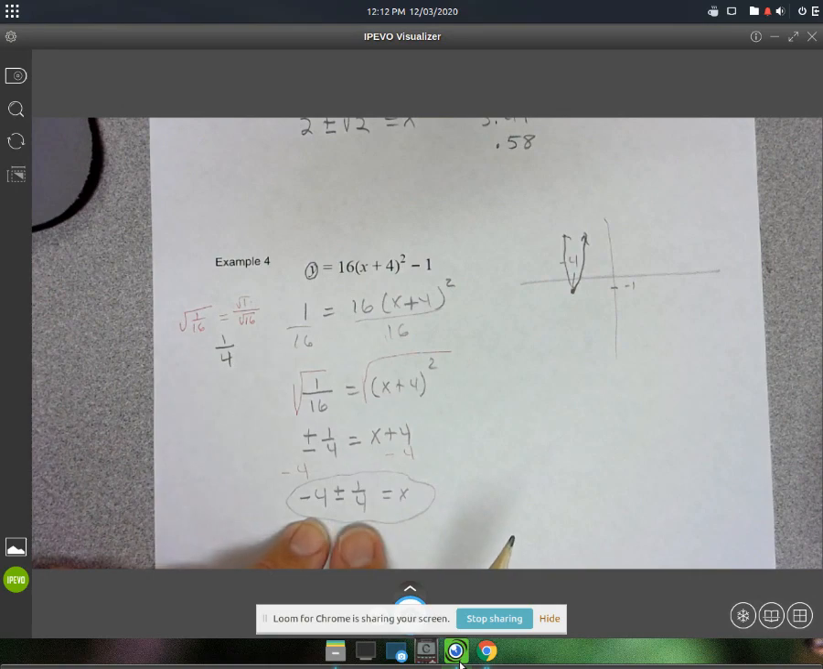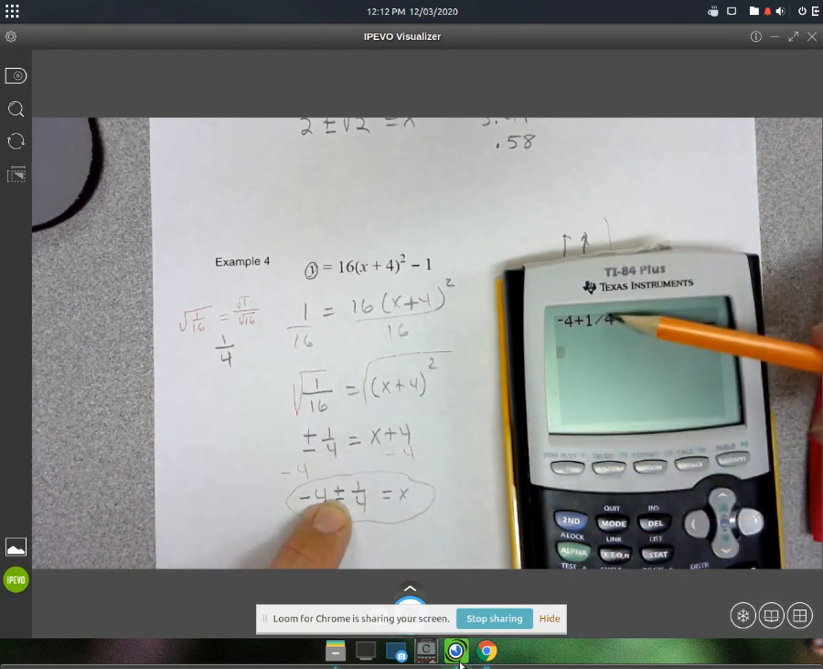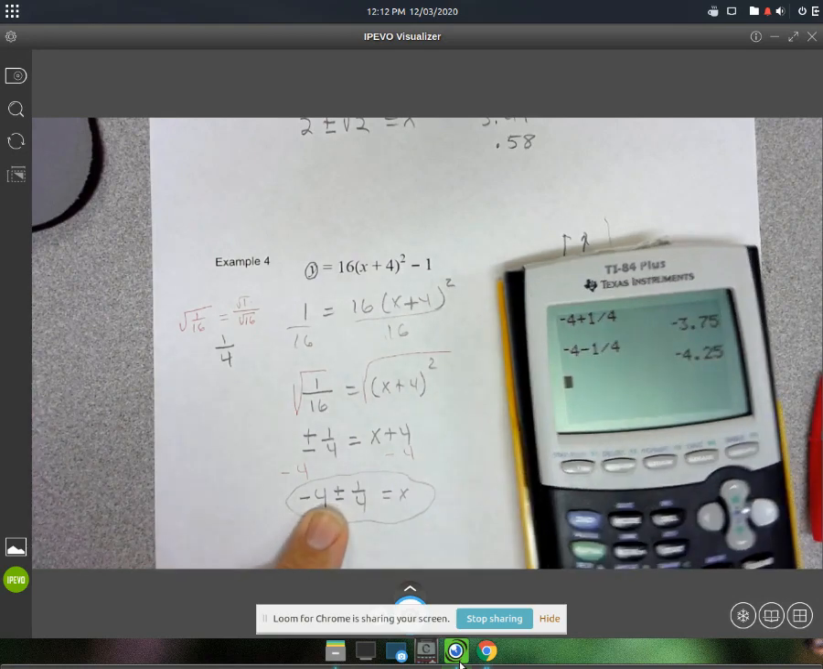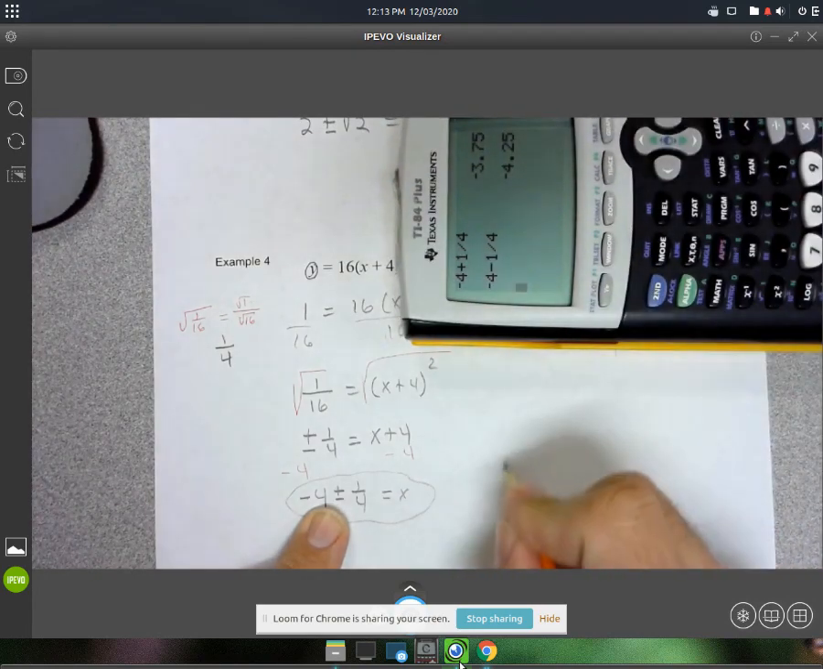I guess let's go ahead and make them into a decimal over here. So I got negative 4 plus 1/4, 1 divided by 4, I guess. That way it's going to answer it as a decimal. If I had done the actual fraction, it would have answered as a fraction over here too, improper fraction. The other one is negative 4 minus 1/4. There we go.